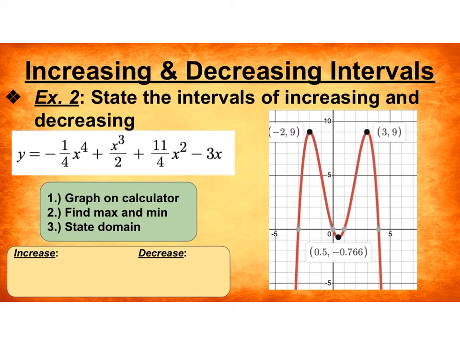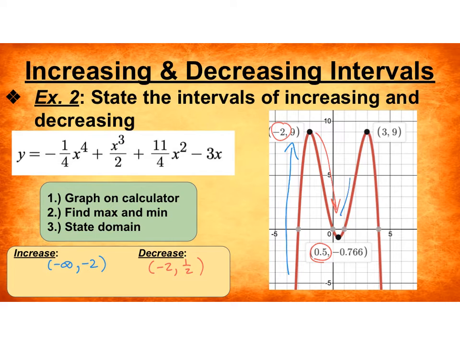So in this example, we're going to state intervals of increasing and decreasing. We would graph it on our calculator, really careful to enter with those fractions. We have our relative max and min. We want to state the domain, so we're always just thinking about what x would be. So my blue is increasing, and that's going to be from negative infinity to negative 2. Then I'm decreasing. And again, I'm looking at my x values, decreasing from negative 2 to 1/2.